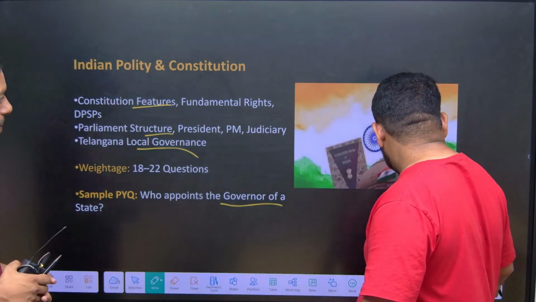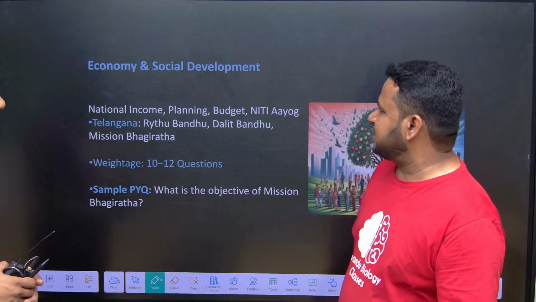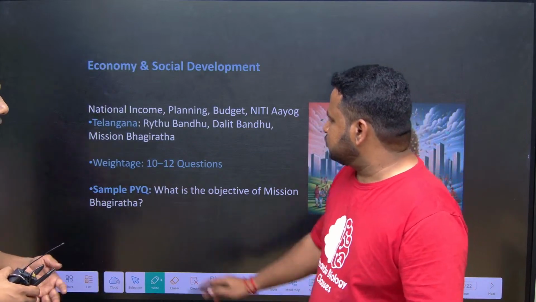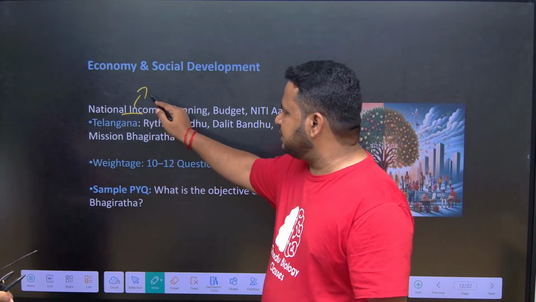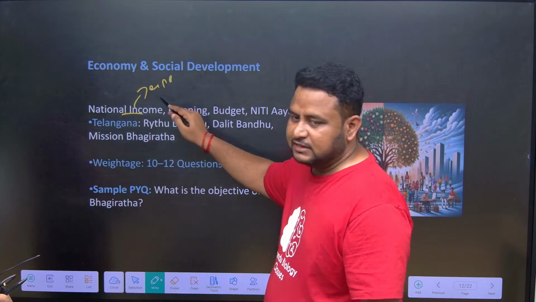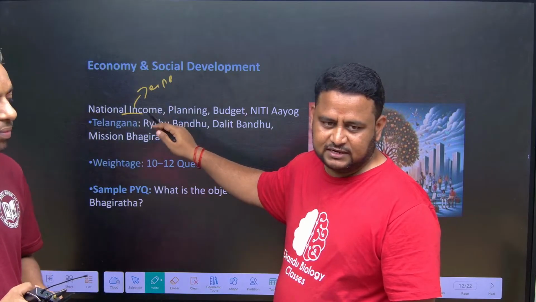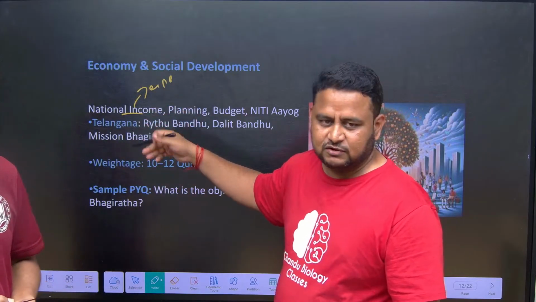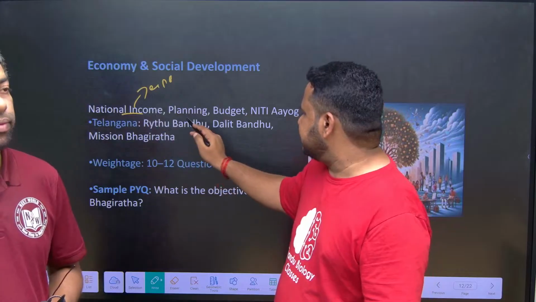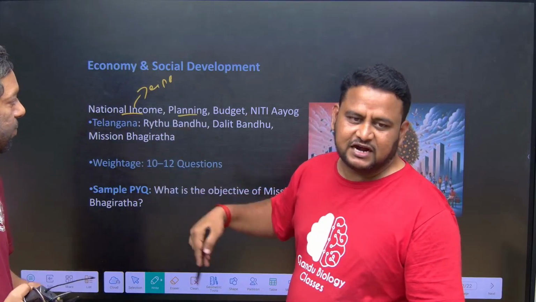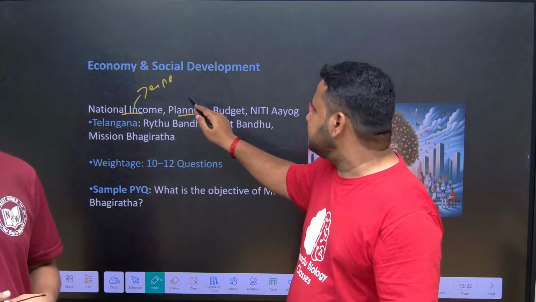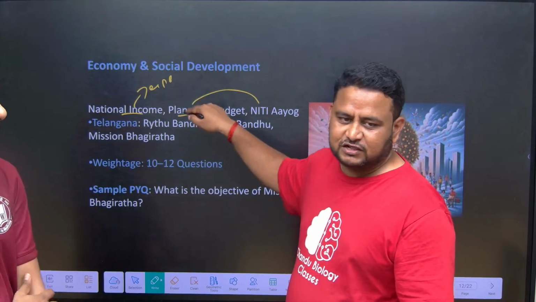Next, economy and social development. In national income, you will be learning about GDP, GNP, NNP, all these things. At factor cost, market price, you will understand what is factor cost and what is market price. Next is planning, that is the five-year plans. We had planning commissions and now we have NITI Aayog. We had plans till the 12th five-year plan.